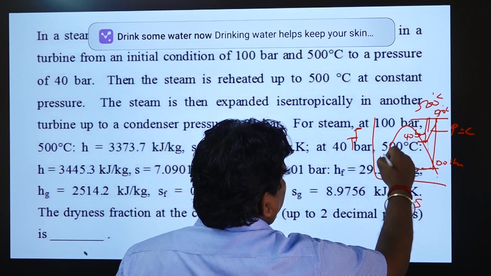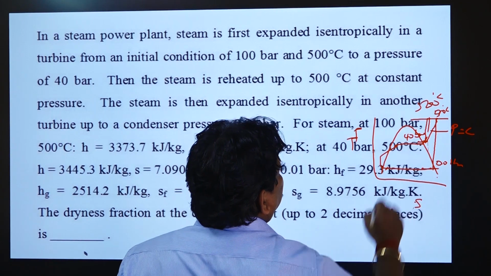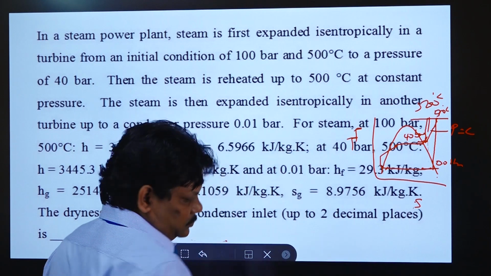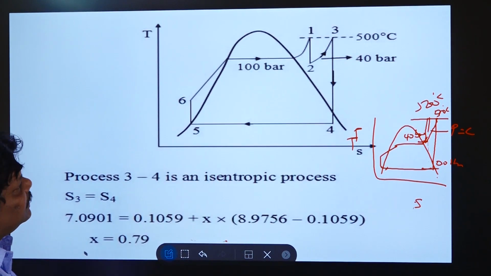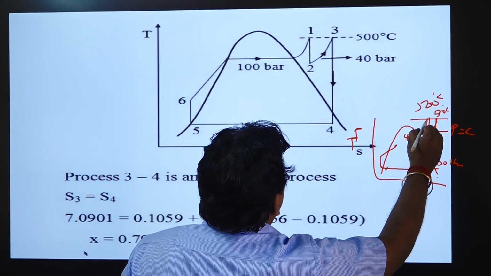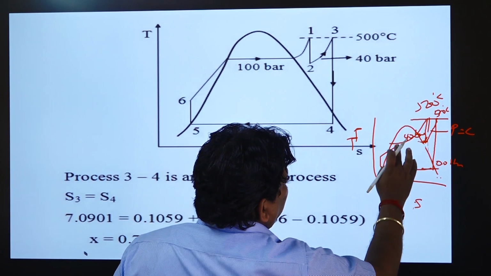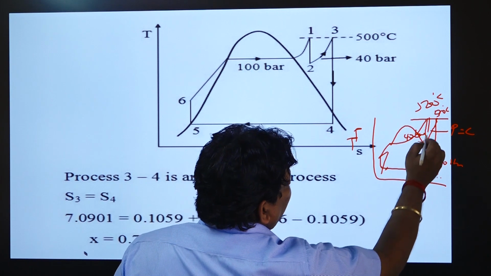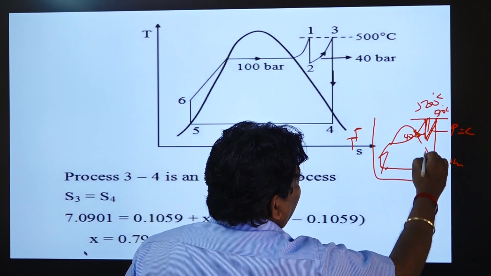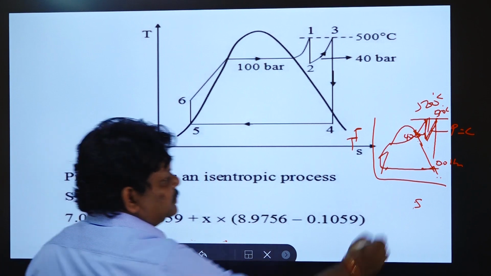You can see in this diagram that the curve is like this. It does not touch the dry saturated line. So the curve is like this.